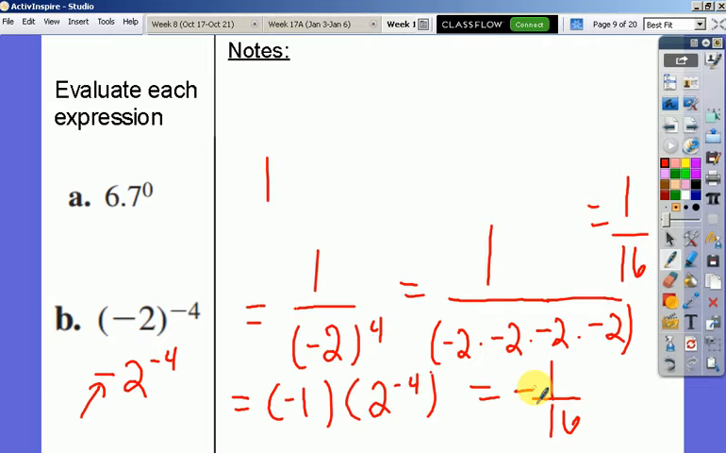Yes, that's a great question. If it says to simplify, this is what I want. I want the 1 over 16. If I don't say to simplify, then you could potentially leave it 2 to the 4th, or -2 to the 4th.